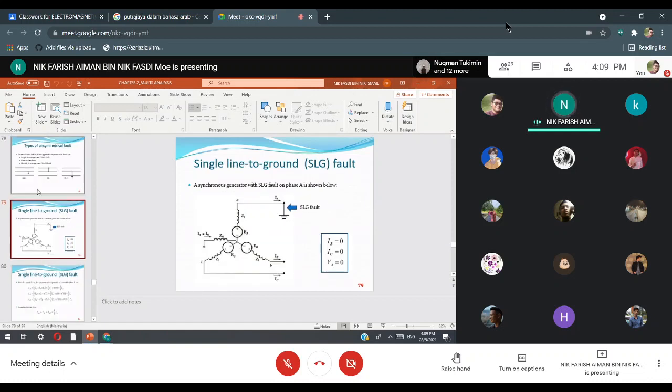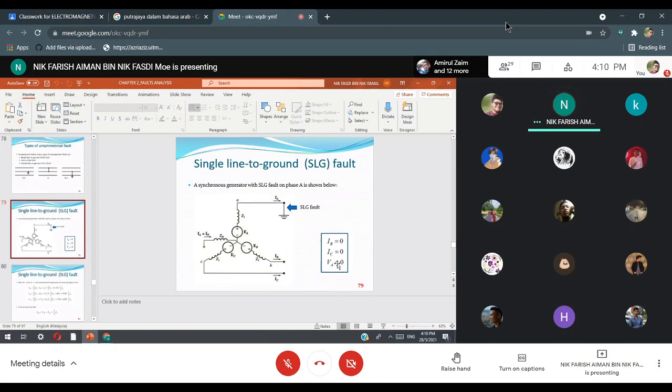Okay, look at the first one, single line to ground fault. Let's say this is a generator with single line fault on phase A is shown below. So there's a line kat sini, right? Line A, line B, line C. Because this is single line to ground fault, we consider phase A is short circuit with the ground. Kita panggil single line to ground fault. Okay? So what happen is IB, IC become 0.